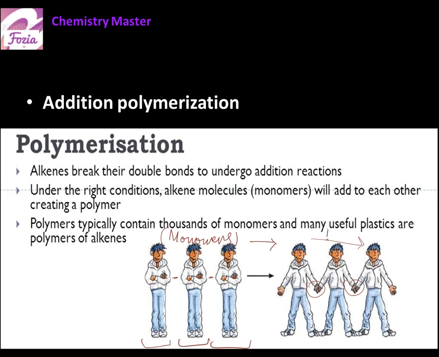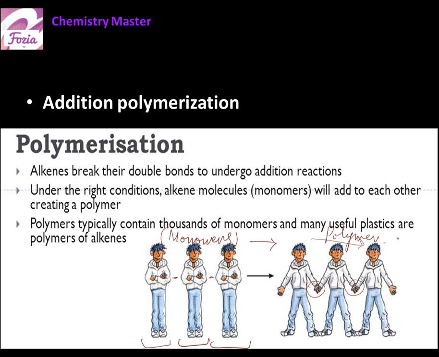Alkenes break their double bonds to undergo addition reactions, and in this reaction the monomers, the smaller alkene molecules, join together, add together to make a larger molecule, rather a polymer. And the polymers typically contain thousands of monomers and make many useful plastics. So all kinds of plastics and other polymers are made by the addition of alkenes.